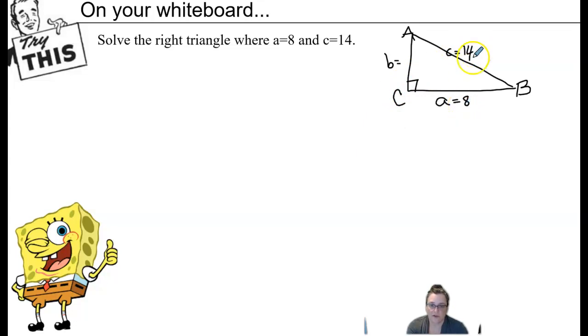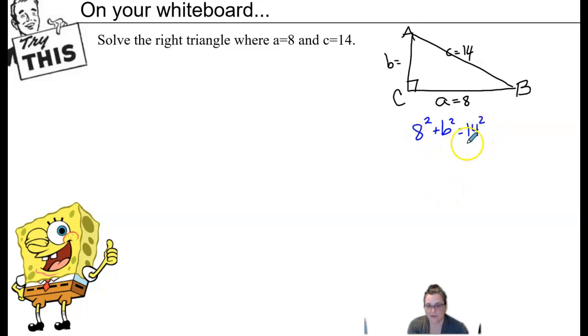So if I know two sides in a right triangle, I can find the third side using the Pythagorean theorem. So a squared would be 8 squared, plus b squared, which is the one I'm looking for, is equal to c squared, which is 14 squared.